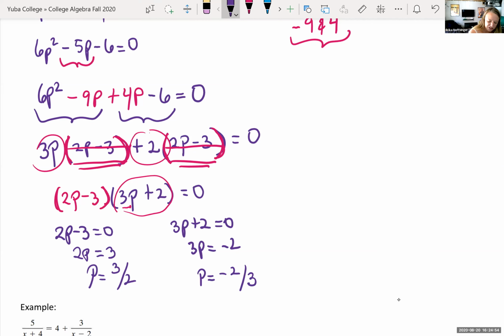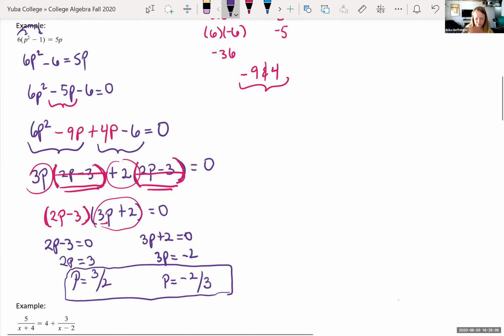So there were no restrictions that we had to make at the beginning because we didn't have any variables in the denominator. And so this should be our solution.